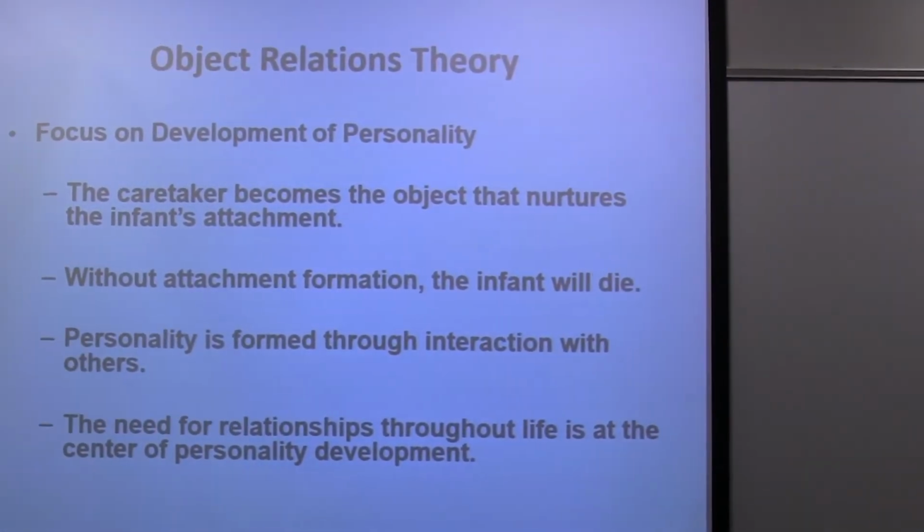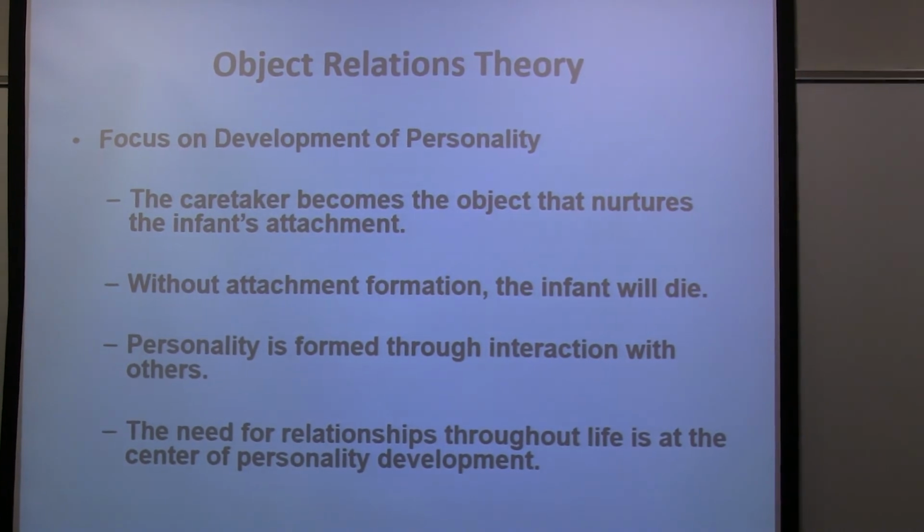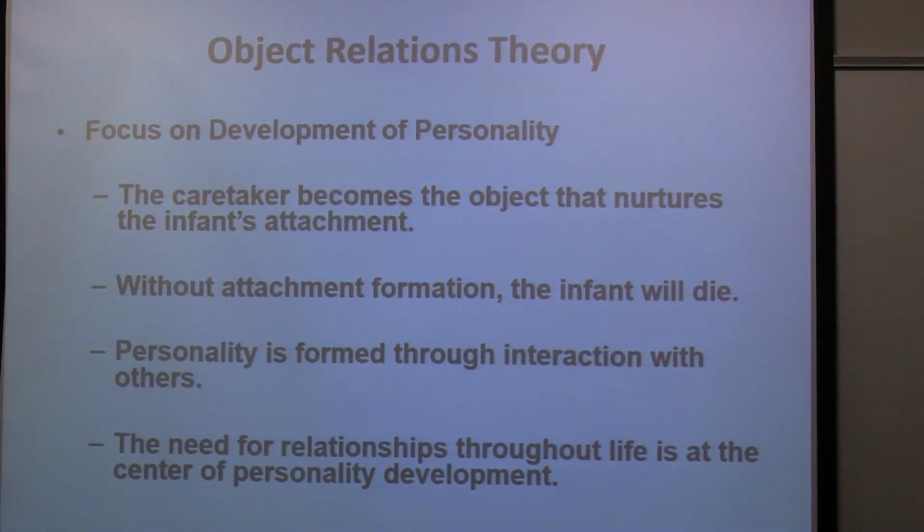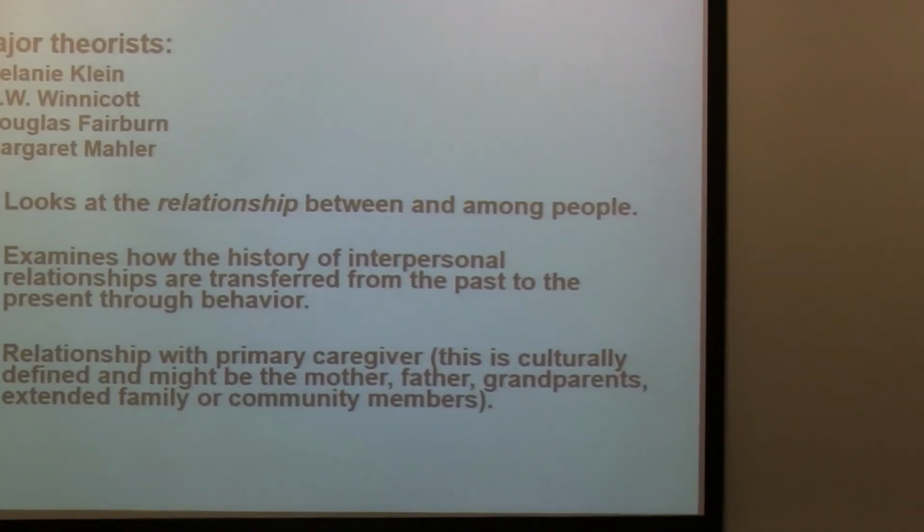Now, let's talk about object relations theory. The focus is on the development of the personality again. And the caretaker here becomes the object that nurtures the infant's attachment. Without attachment formation, infants can die. Attachment is critical. And the personality is formed through this interaction with the primary caregiver as well as with other people. The need for relationships for all of us throughout our entire lives is at the center of personality development. The major theorists for object relations theory were Melanie Klein, D.W. Winnicott, Ronald Fairbairn, and Margaret Mahler.